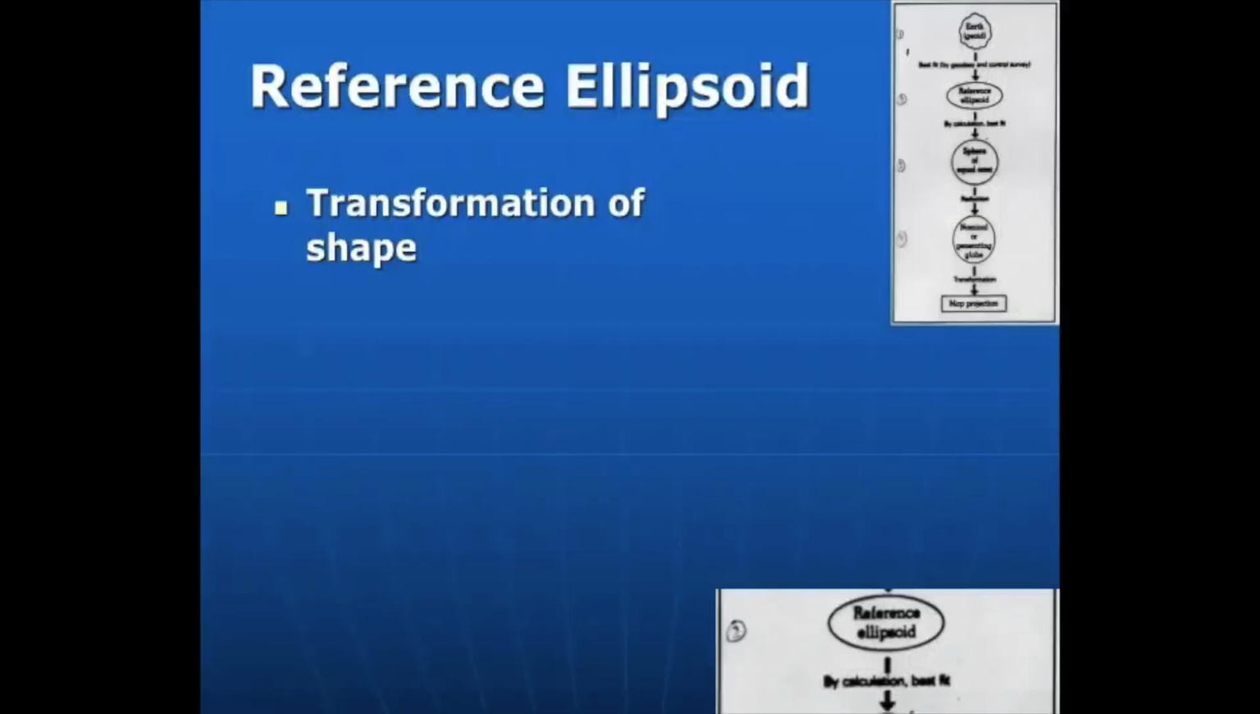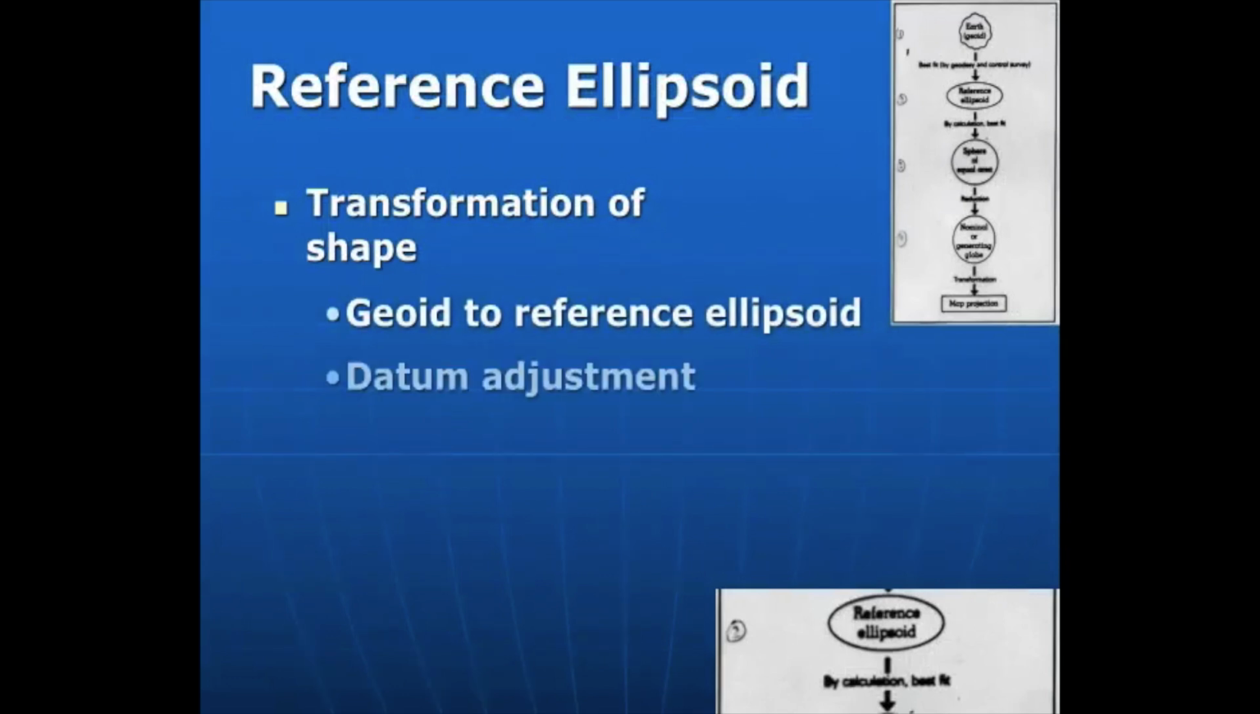Okay? So the first thing that we do is we transform the shape from the geoid to the reference ellipsoid. So we're generalizing it, right? And then we have to adjust the datum as well. We'll talk about both the horizontal and vertical datums, but just think more of the surface. We're approximating the shape, but also the surface of the model. And literally what we're talking about is an oblate ellipsoid.